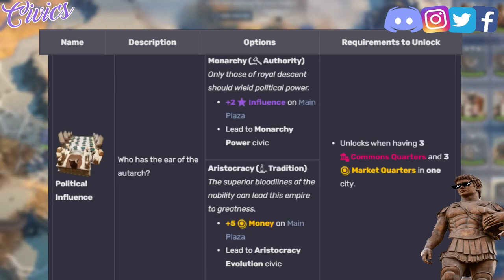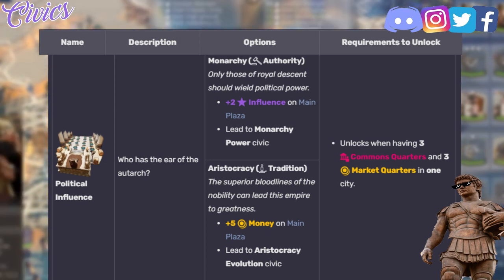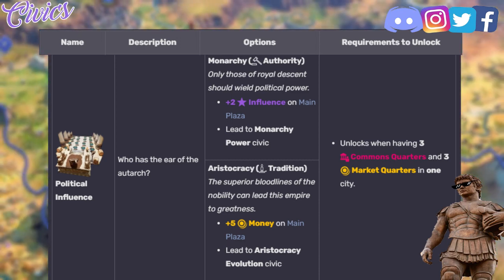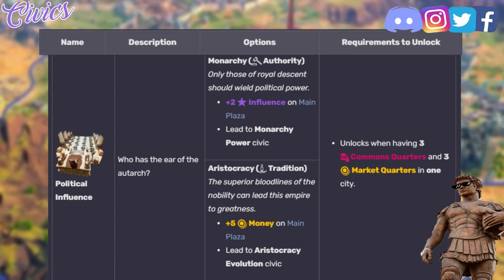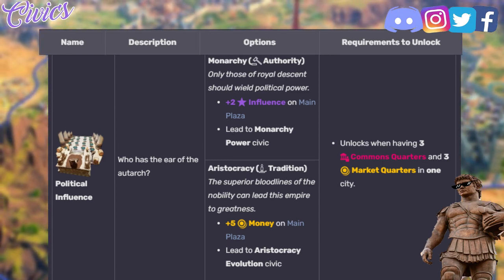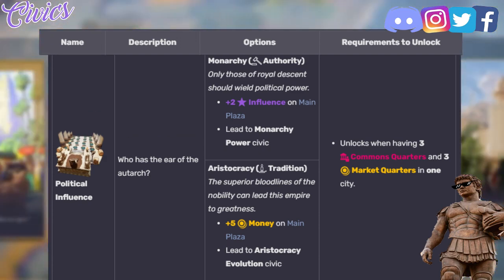Political influence. Who has the ear of the autarch? Option A, monarchy, authority, only those of royal descent should wield political power. Receive +2 influence on main plaza, leads to monarchy power civic. Option B, aristocracy, tradition, the superior bloodlines of the nobility can lead this empire to greatness. Receive +5 money on main plaza, leads to aristocracy evolution civic. Unlocks when having 3 commons quarters and 3 market quarters in one city.